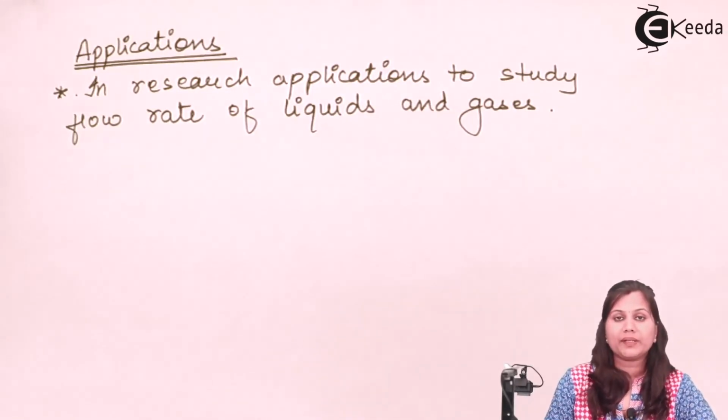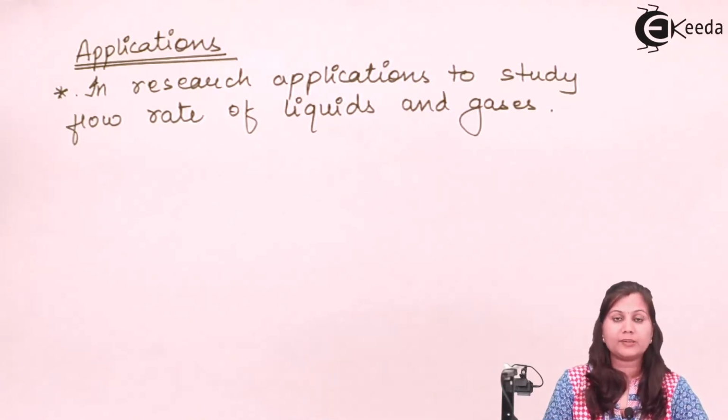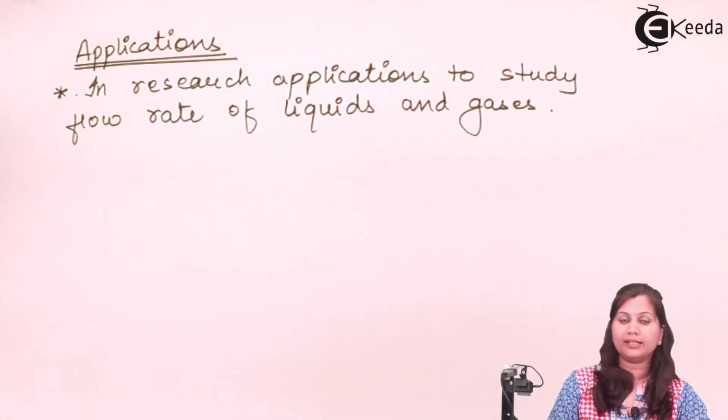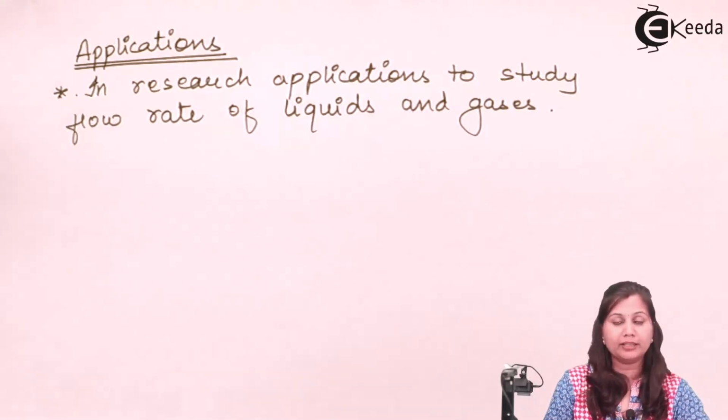So in this video we studied the hot wire anemometer, which is used for the measurement of fluid flow rate. Here we studied its principle of working, we saw its construction, we saw the two methods which are used for the measurement of flow rate, the constant current and the constant temperature method, and in the last we saw its advantages, disadvantages along with its applications. So I hope that this topic is now clear to you.